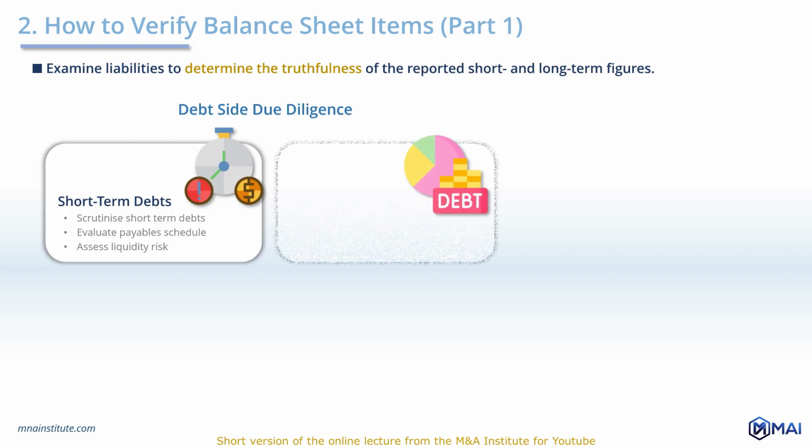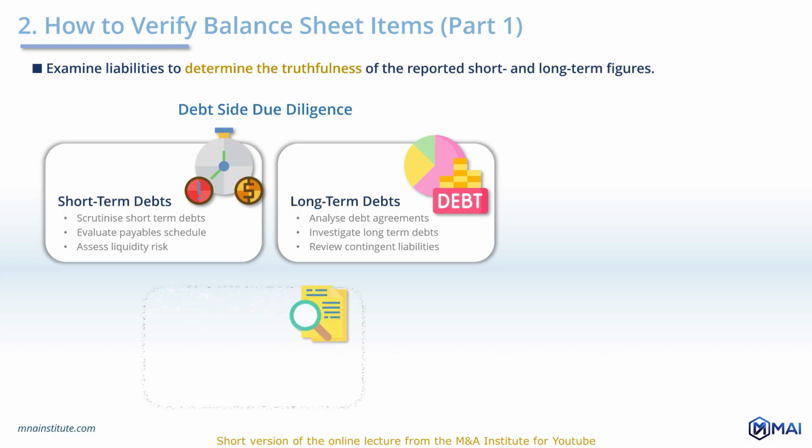For long-term liabilities, you will analyze long-term debt agreements for terms, interest rates, and repayment schedules. Investigate lease obligations, pension liabilities, and other long-term commitments that could impact future cash flows. Review any contingent liabilities like legal disputes or warranty obligations that may materialize as future outlays.